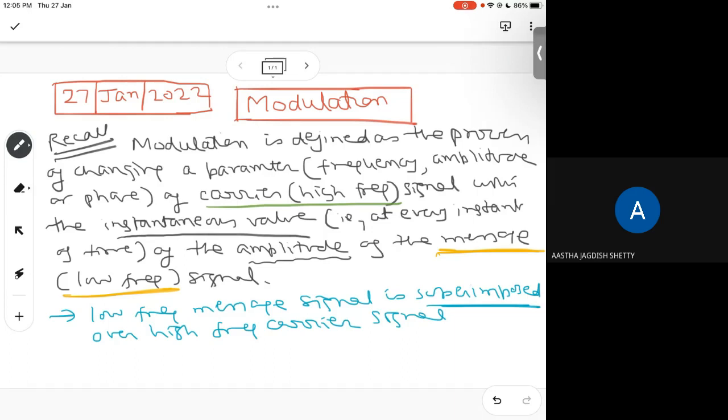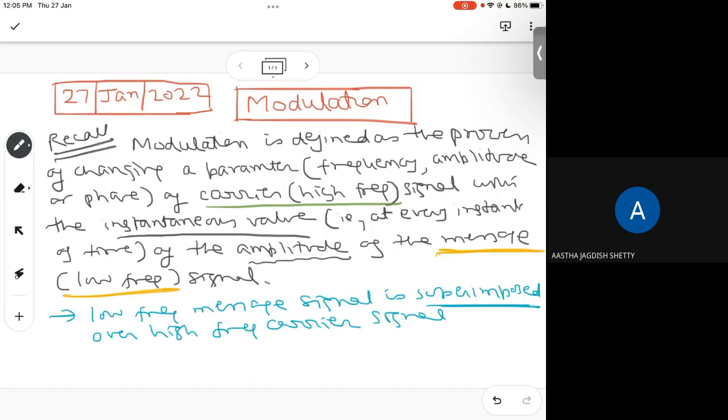And that parameter changes in accordance with the amplitude of the message signal at every instant. So where the amplitude of the message signal is high, the corresponding parameter, frequency, amplitude, or phase, of the carrier should be high, and so on. That means I am actually superimposing my low frequency message signal over the high frequency carrier signal.